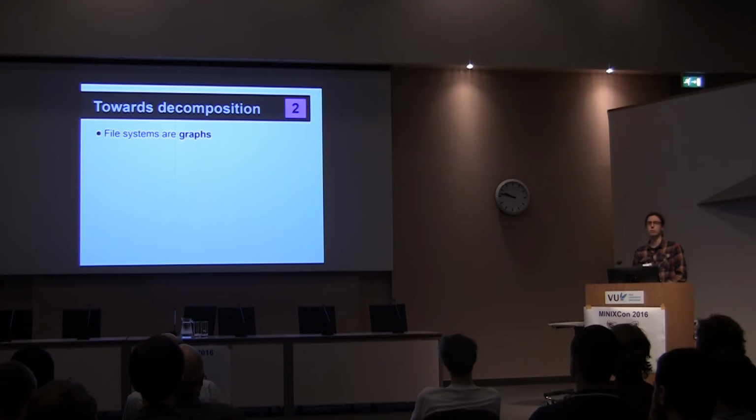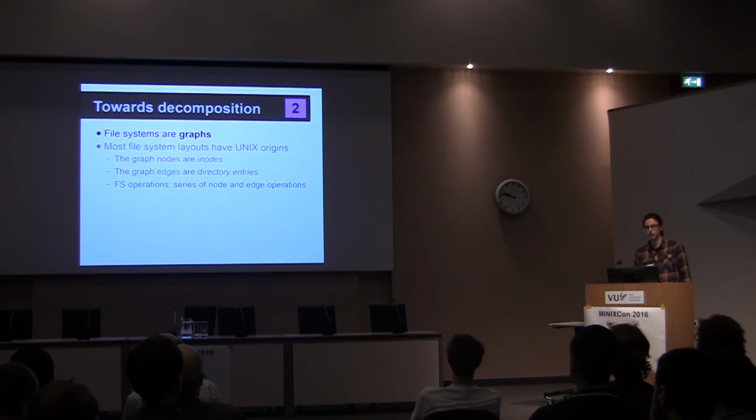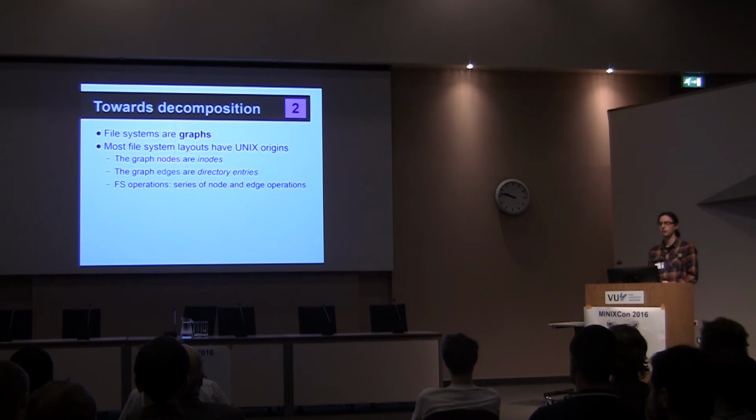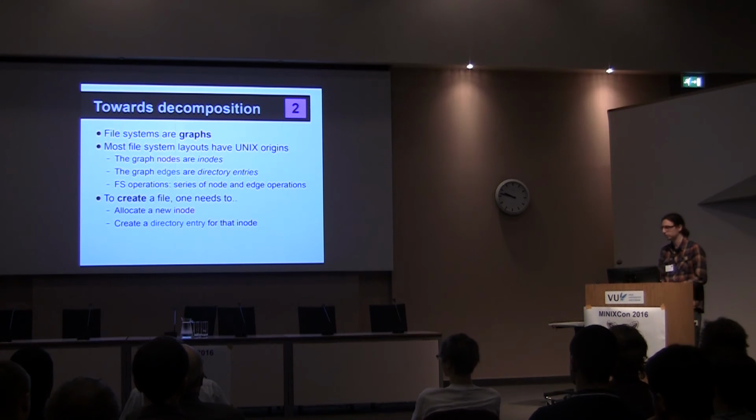First of all, file systems are graphs. They have nodes and edges, essentially, and they're built up from that. And second of all, most file systems today have Unix origins, which means that the nodes of the graph are represented as inodes, and the edges of the graph are represented as directory entries. And in terms of file system operations, these can all be broken down into a series of node and edge operations in this graph environment, if you will.